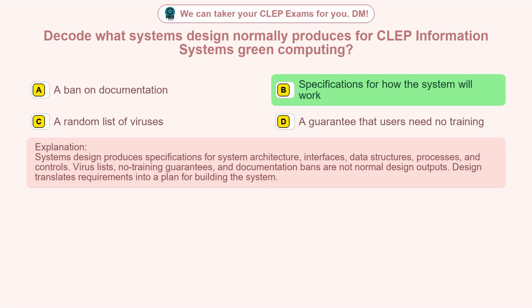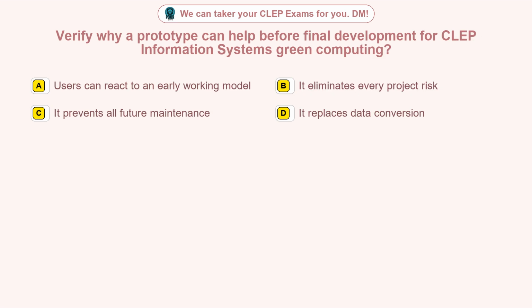Systems design produces specifications for system architecture, interfaces, data structures, processes, and controls. Virus lists, no training guarantees, and documentation bans are not normal design outputs. Design translates requirements into a plan for building the system. Question 68. Verify why a prototype can help before final development for CLEP Information Systems Green Computing.